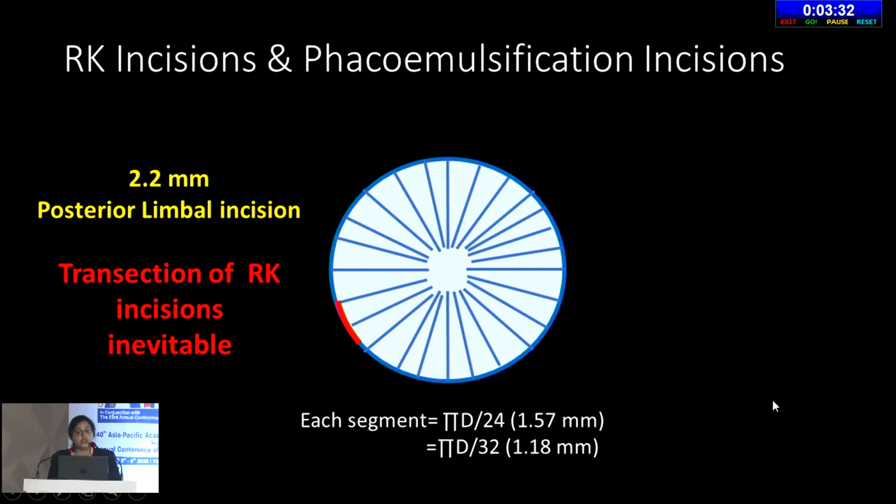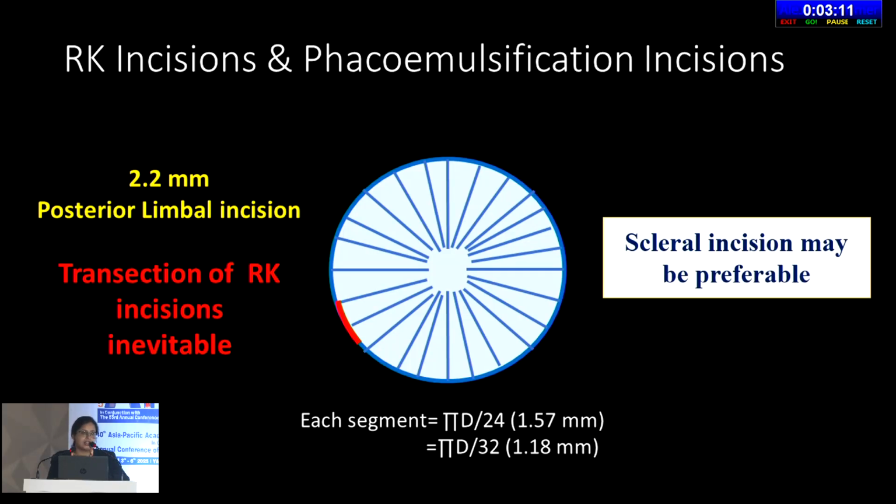However, once you cross 16 incisions, 24 or 32 arc incisions, your arc distance is lesser than 2.2 and you are going to invariably transect the arc incisions. So please opt for a scleral incision or a relatively posterior limbal incision so that you do not transect the incisions, because slicing is going to be challenging to manage.